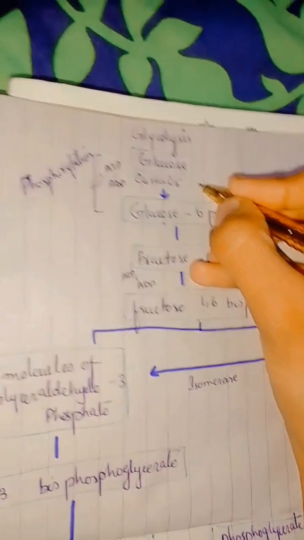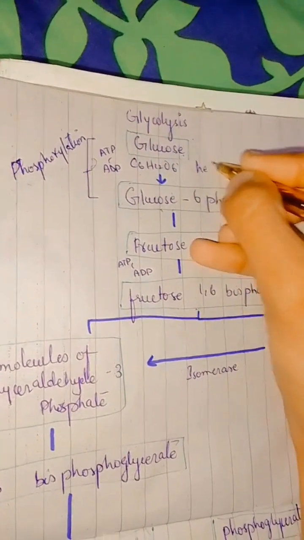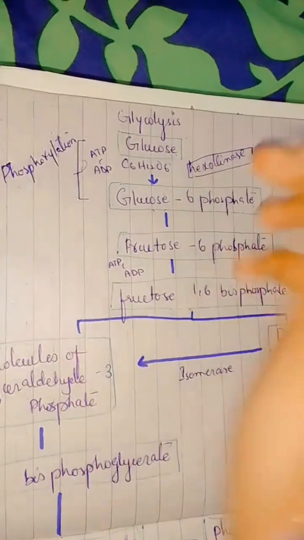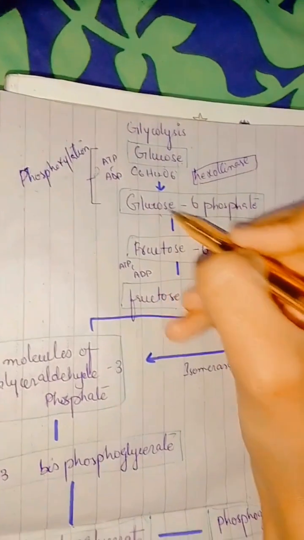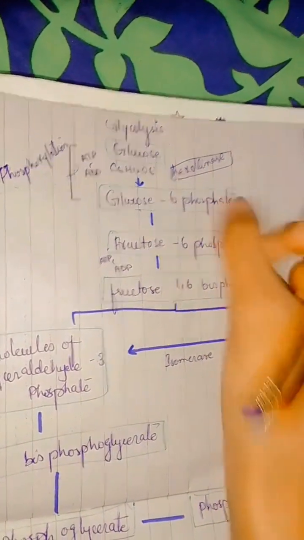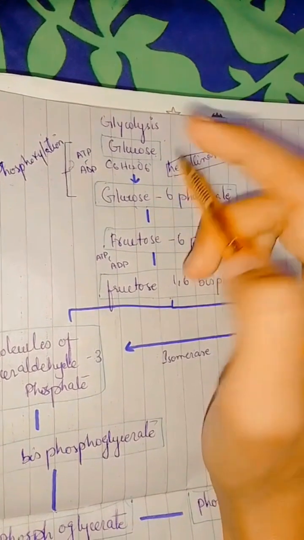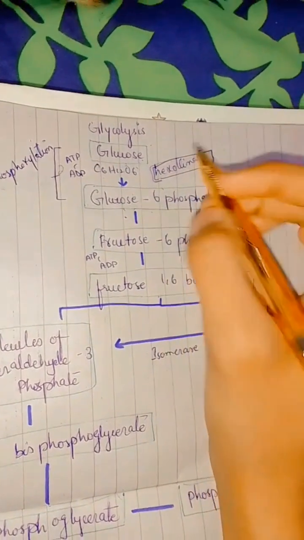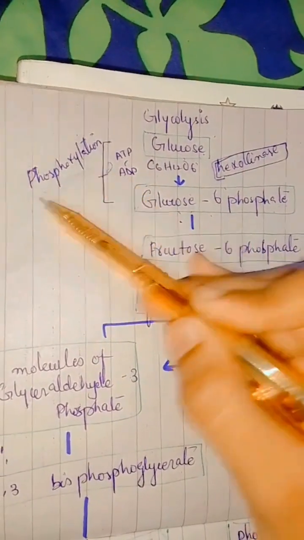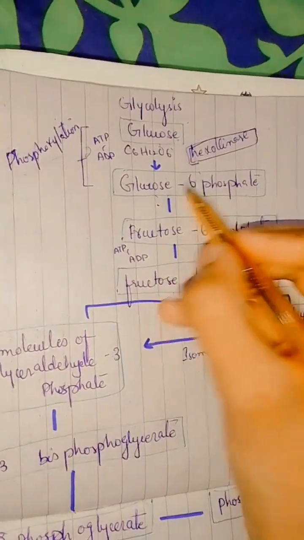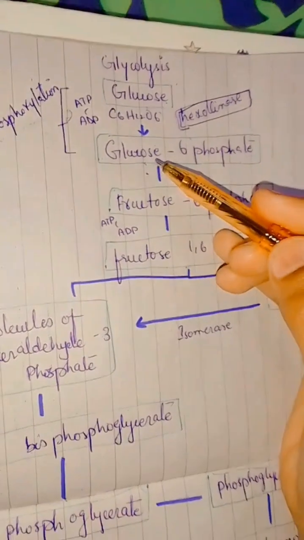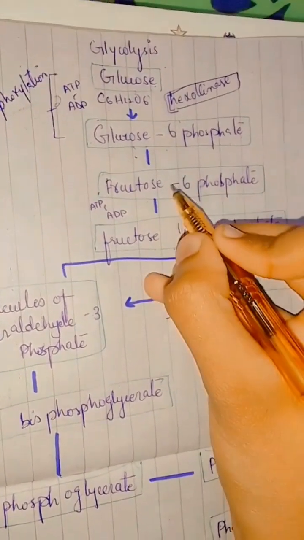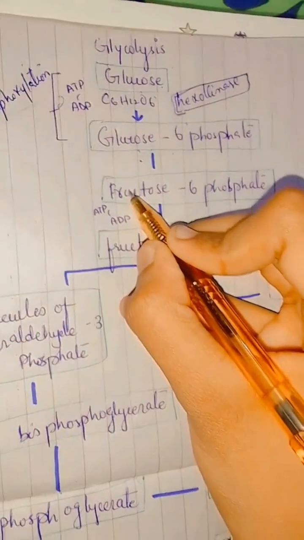And the enzyme used here is the hexokinase enzyme. That hexokinase enzyme is used when the glucose is converted with the phosphoric acid, when phosphoric acid is attached to the glucose on the sixth carbon. So till here this process is known as phosphorylation. Now the glucose is converted into the fructose, and here the phosphoric acid is attached to the sixth carbon of the fructose.